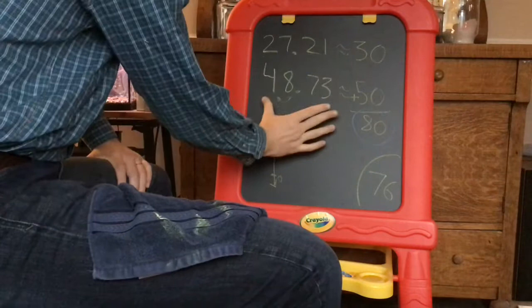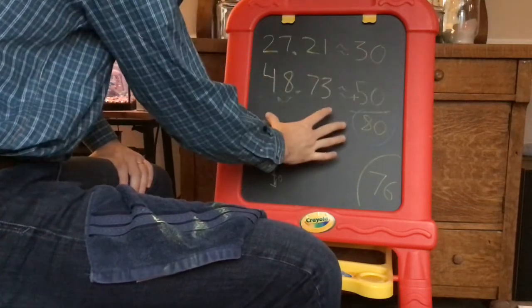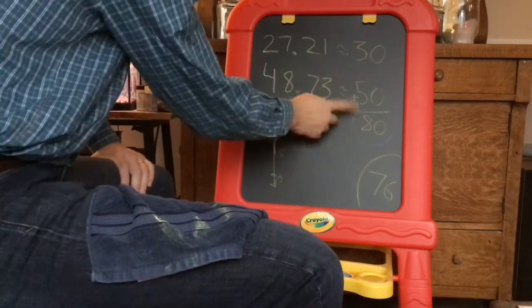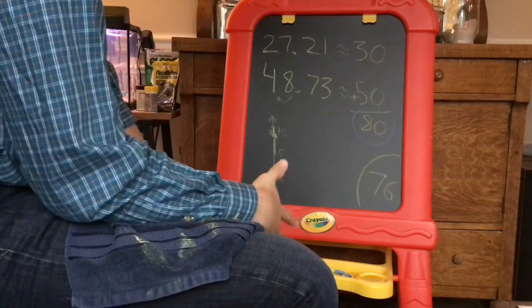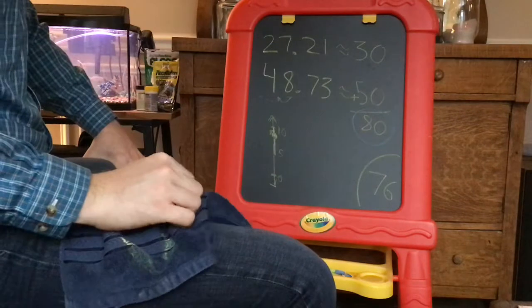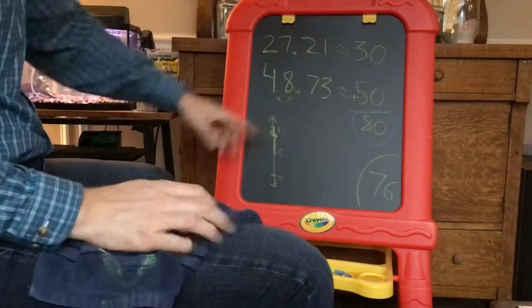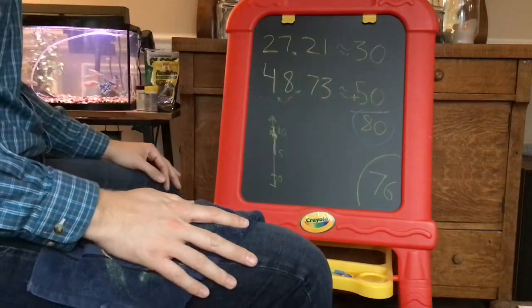So some people like to call this, when we round a little differently, to make it easier to add or subtract in the end, compatible numbers. Using compatible numbers means using numbers that are easy to work with. But really, all we've done is rounded to the nearest 10.